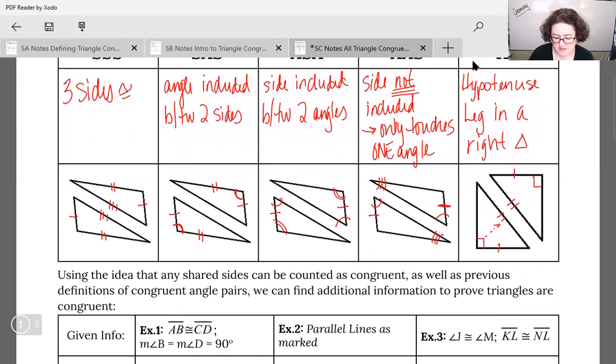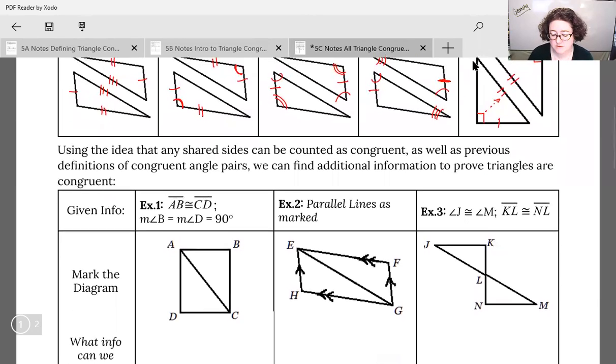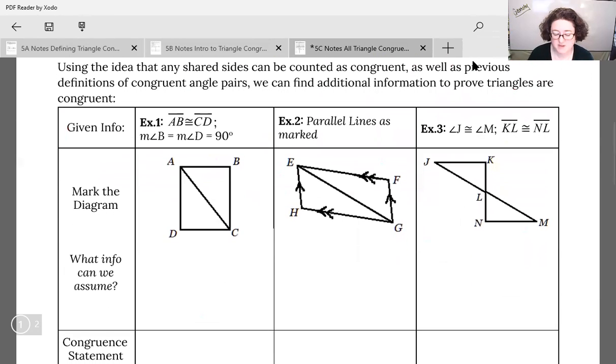So using the idea that we could have shared sides that are actually going to be the same side in a triangle, or we can use information that we looked at before in either Unit 2 with vertical angles or Unit 3 with parallel line angle pairs, we can actually do a lot more with some of these diagrams. So let's look at our first example.